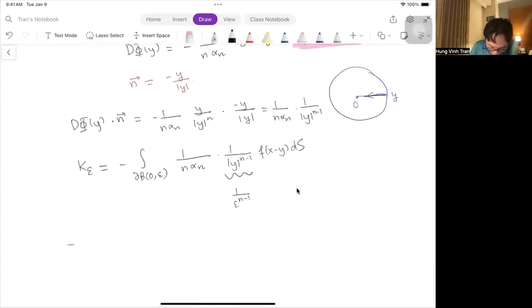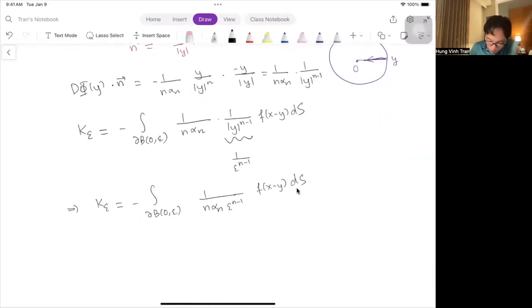Okay. So this implies that K epsilon equals minus the integral on this sphere of radius epsilon, 1 over n times alpha n times epsilon to the power n minus 1, f of x minus y ds. Okay. So remember, we have computed an important identity that the surface area of this sphere is nothing but exactly n times alpha n times epsilon to the power n minus 1. So this quantity is exactly the surface area, this one.